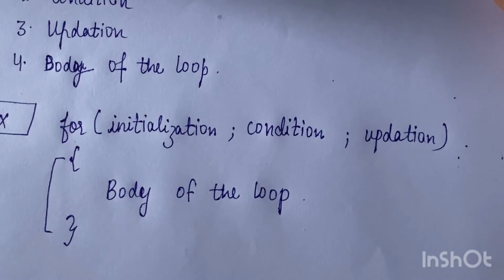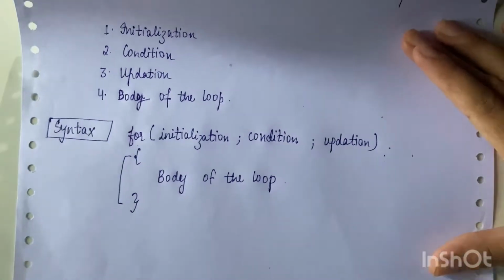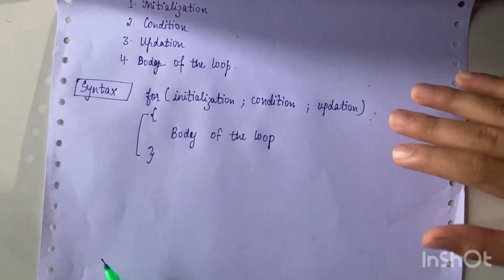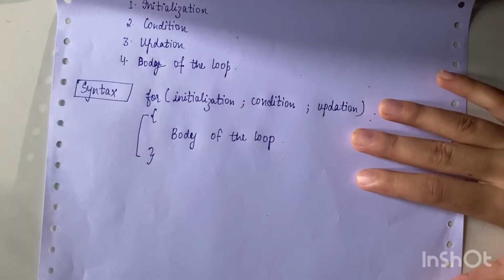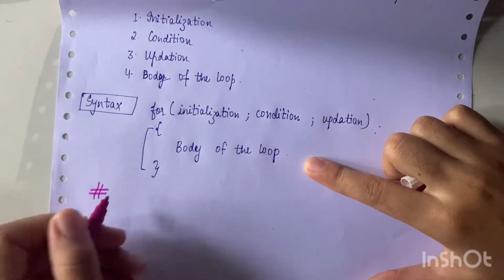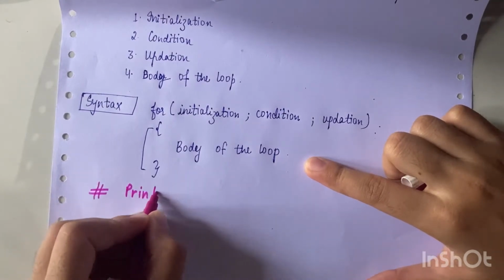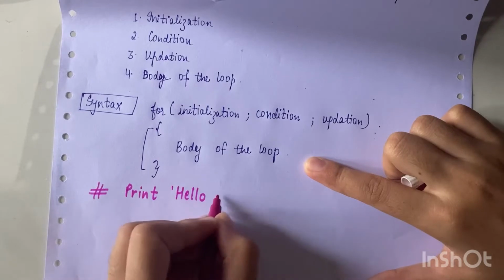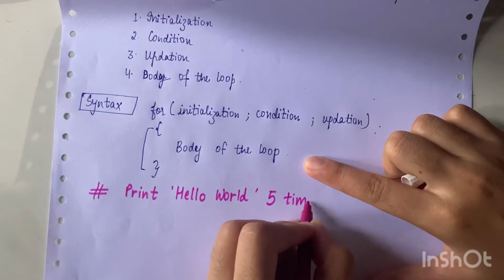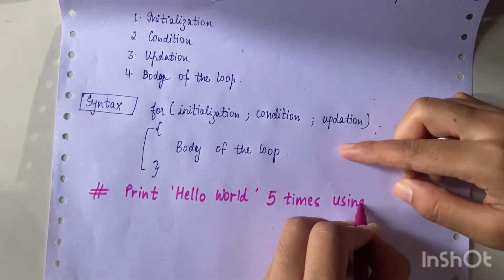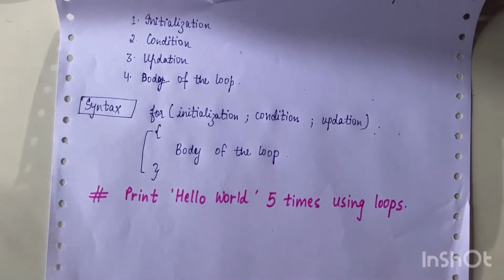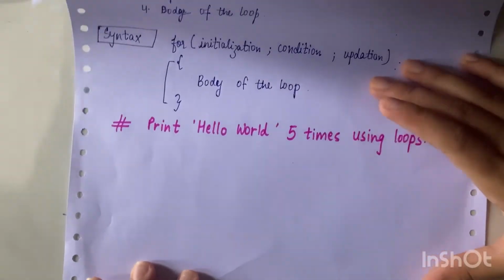Now what is initialization, condition, and updation in loops or in C programming? For that we will take an example where we will print hello 5 times. So let's take the example here. Let's print hello world 5 times using loops.